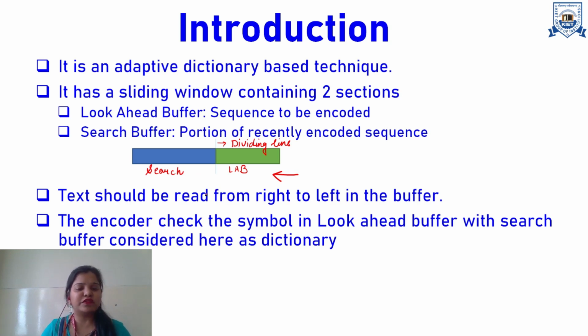So offset means, from the dividing line, at which index number we got a matching sequence in the search buffer and the look ahead buffer. So here the encoder checks the symbols in the look ahead buffer against the search buffer, considered here as the dictionary. So search buffer is a dictionary and look ahead buffer is what we are encoding, and that position from where we got our first match will be known as our offset.